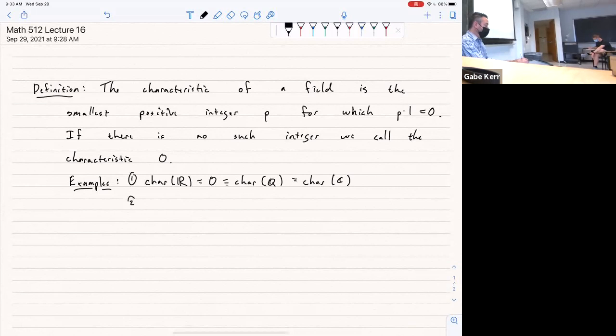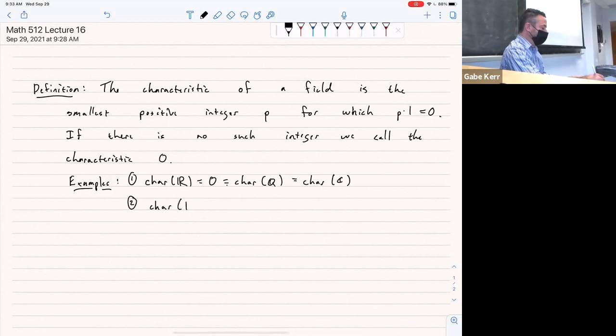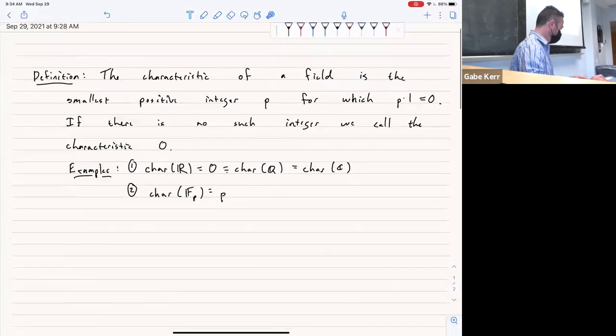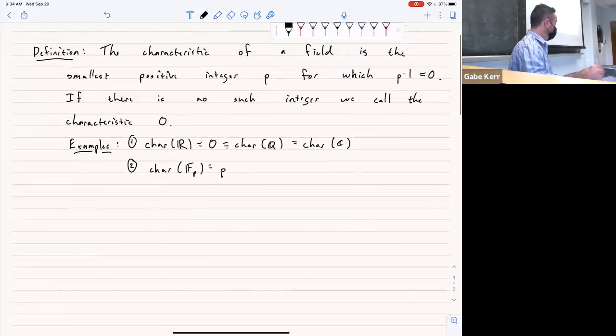And then the one thing we learned last time that was a field is that we could take the finite field Z mod P, where P is prime. In that case, we would get characteristic P. There are other finite fields that have prime power order, so you can replace P with P to the n, and there are fields that have that number of elements. But I'm not sure we're going to talk about that anytime soon, if at all. It is not Z mod P to the n.